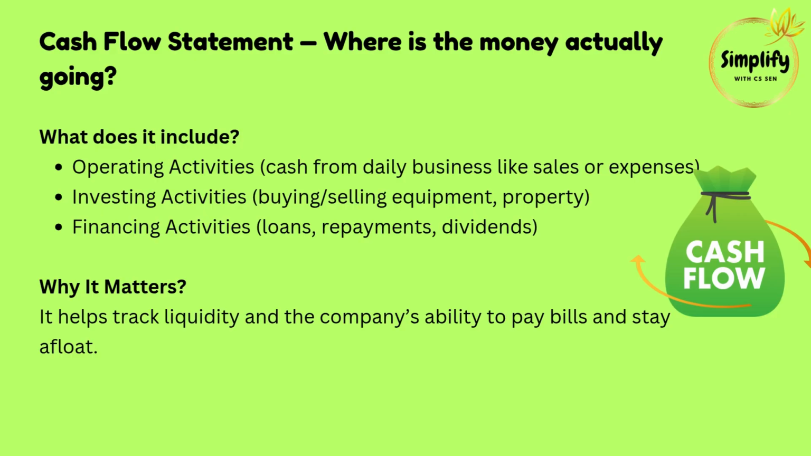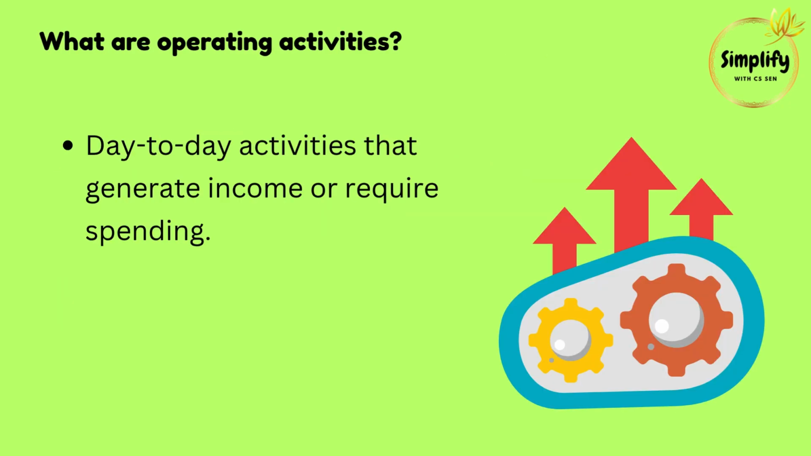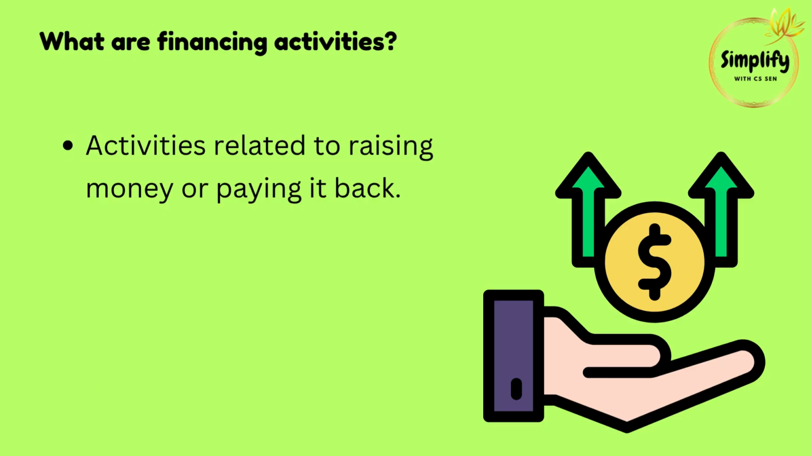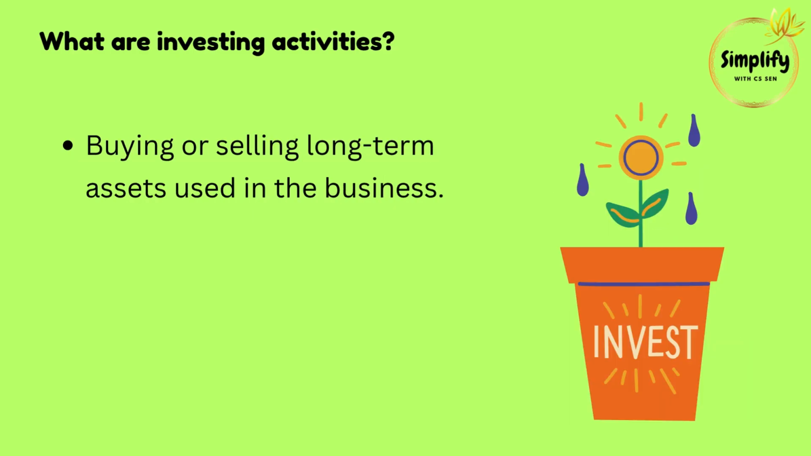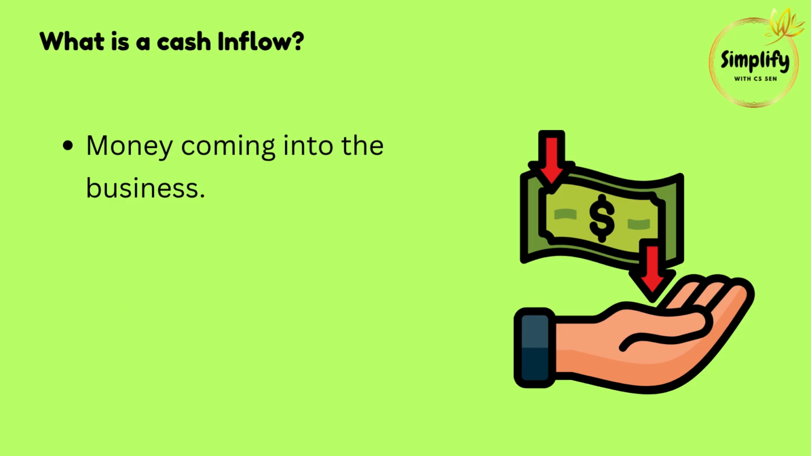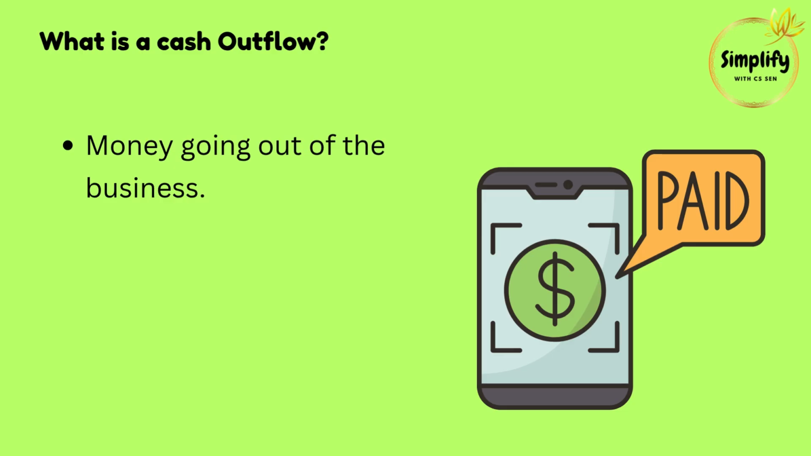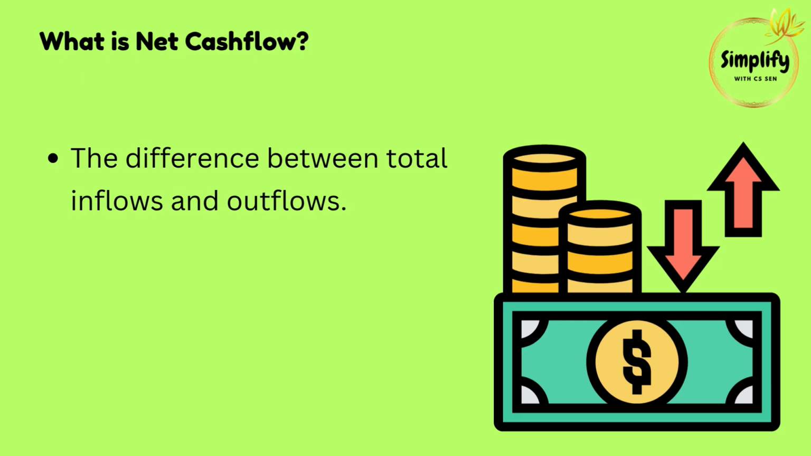Let's go over some simple definitions of the key items you'll find in a cash flow statement. What are operating activities? Operating activities are the day-to-day activities that generate income or require spending. What are financing activities? They are activities related to raising money or paying it back. What are investing activities? Buying or selling long-term assets used in the business are called investing activities. What is cash inflow? Money coming into the business is called cash inflow. What is cash outflow? Money going out of the business is called cash outflow. What is net cash flow? The difference between total inflows and outflows gives us the net cash flow.